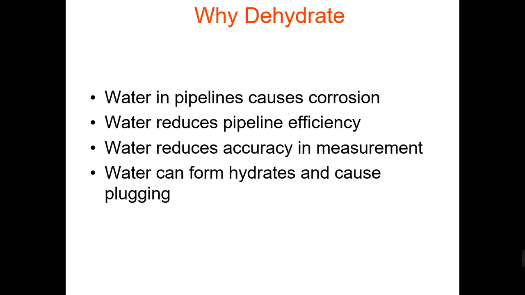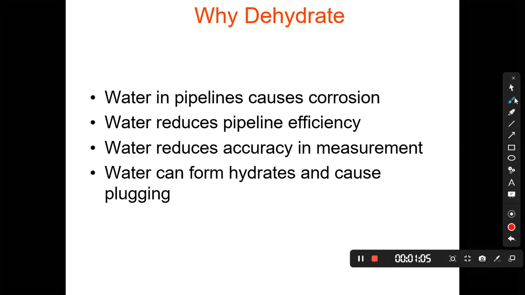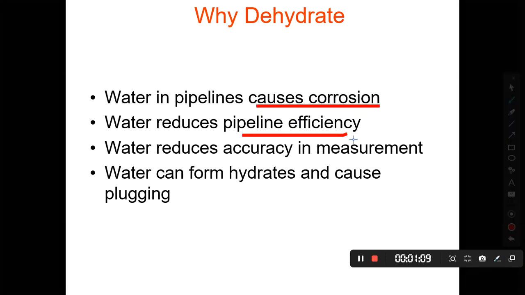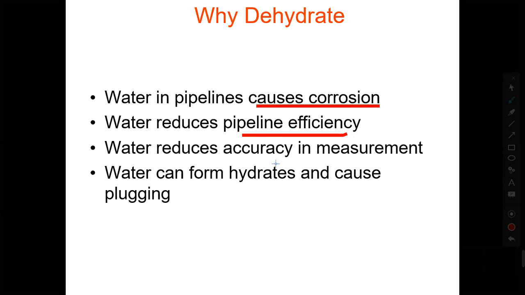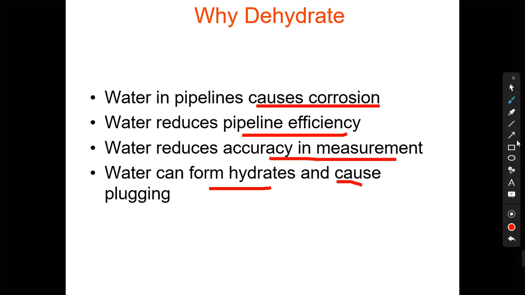So we have to dehydrate because we don't want corrosion inside the pipelines or in the plant. It reduces the pipeline efficiency because of hydrates formation. It becomes a two-phase flow, then the flow accuracy will be compromised. It can cause hydrates, as I said, and causes plugging, a total choke of the pipeline.